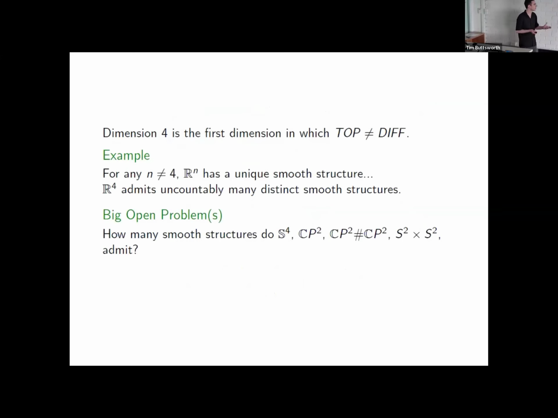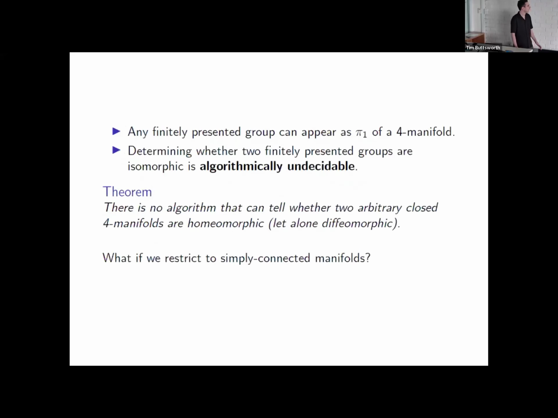Big open problems in 4-manifold topology are, like, does S4 admit these so-called exotic structures? But even other small things like CP2, the complex projective plane, or S2 cross S2, are completely open. And so these are sort of the big problems that 4-manifold topologists tend to think about.